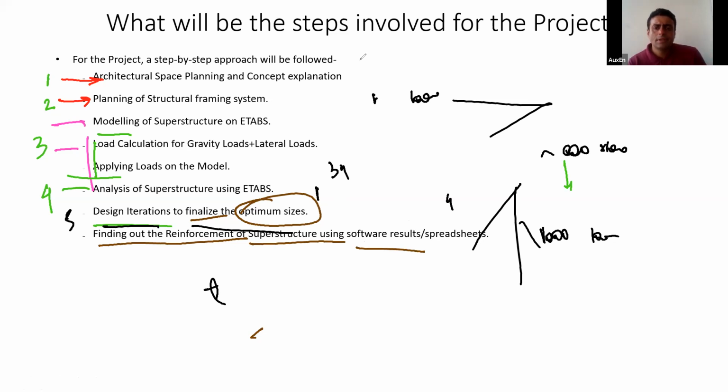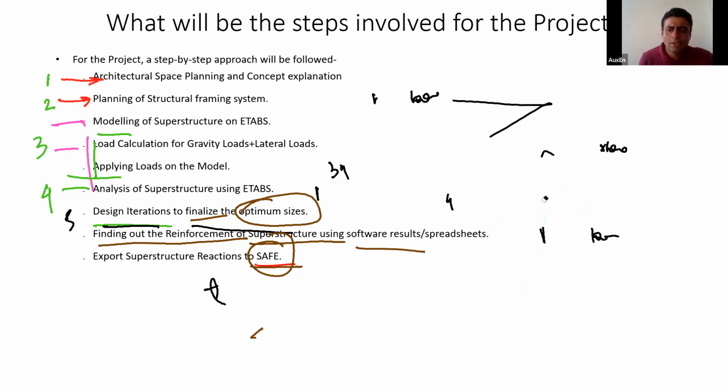All right. Then once the superstructure is done, we will go for the substructure or foundation. So we will export these superstructure reactions to another software called as SAFE. This is the procedure we are going to follow for this project. So we will export the superstructure to SAFE. So that means till now we have designed till this level.